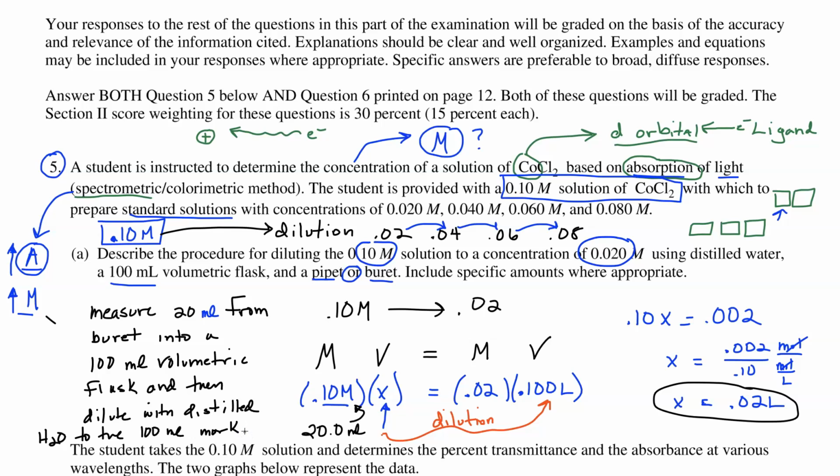Okay, so that's it. And you probably want to put a top on it and mix and shake up the flask so that it makes a nice homogeneous mixture. So probably stopper and mix the flask as well. Okay, so that's how you use the dilution formula. Let's go on to the next question.